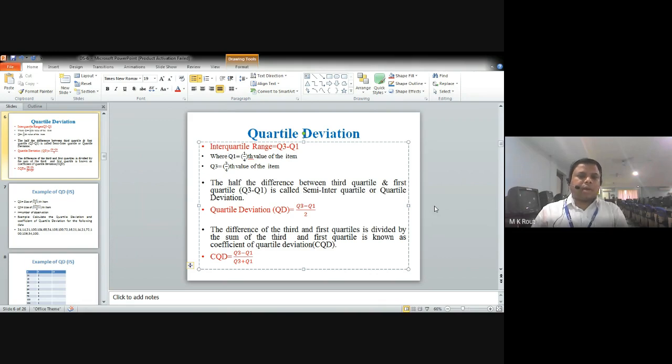Then moving to the third one, the coefficient of quartile deviation. The difference of the third and first quartile divided by the sum of the third and first quartile is known as the coefficient of quartile deviation. The formula is Q3 minus Q1 divided by Q3 plus Q1. All of you just note this formula. Then we proceed to examples.